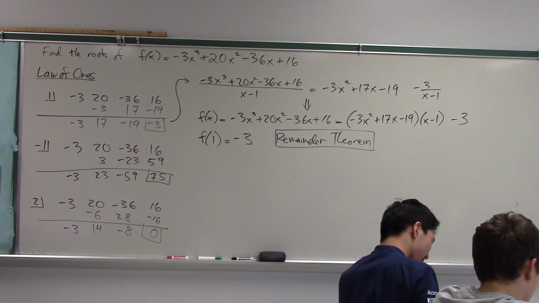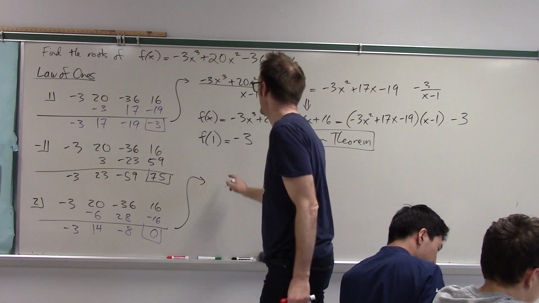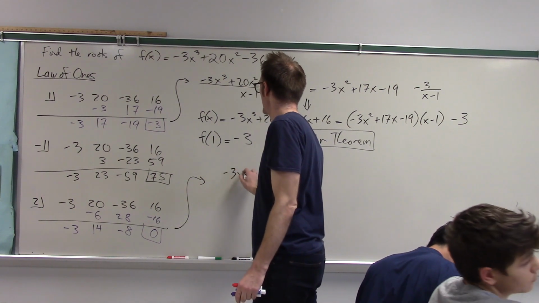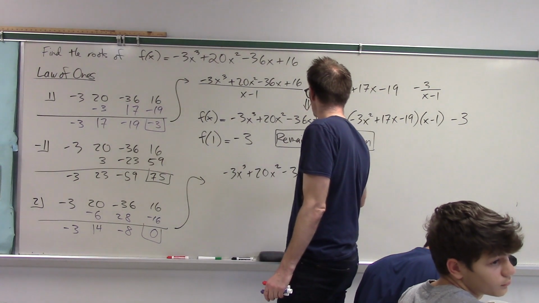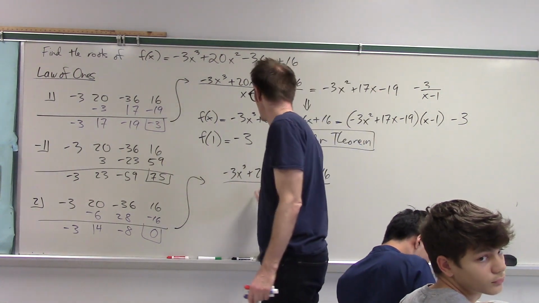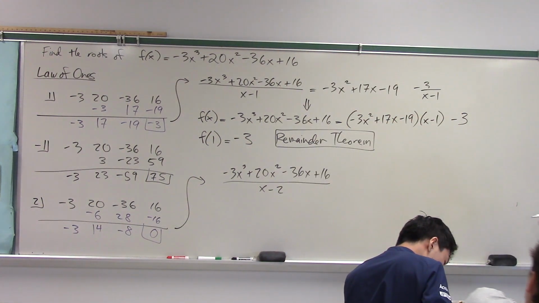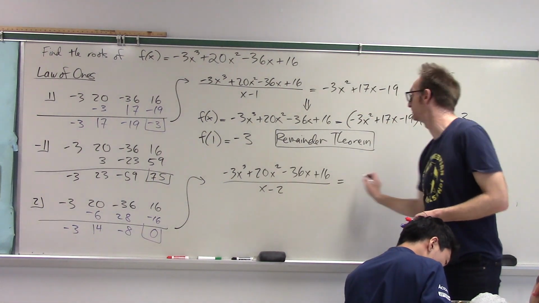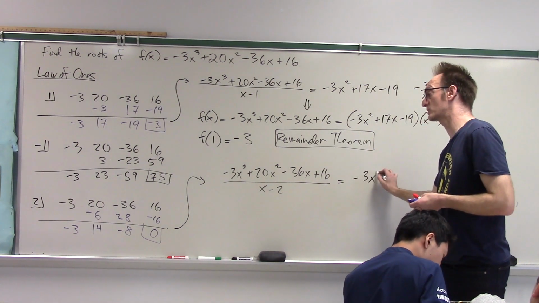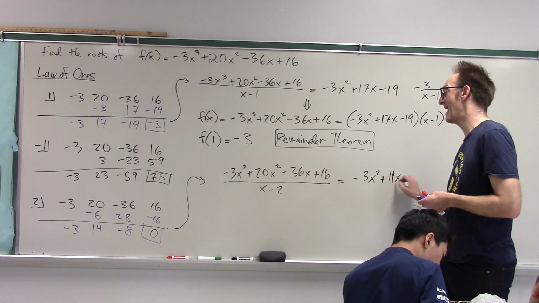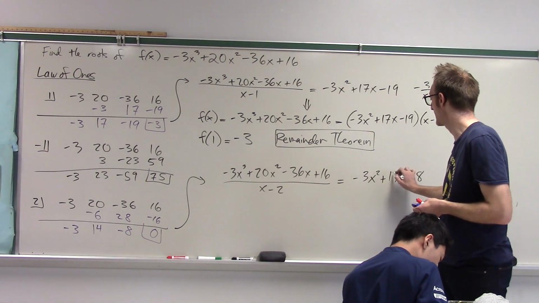Ding, ding, ding. Okay, what just happened? I'll tell you what just happened. We, once again, took negative 3x cubed plus 20x squared minus 36x plus 16, and we divided it. This time we divided it by x minus 2. But this time, when we divided it by x minus 2, what came out? Negative 3x squared plus 14x minus 8. Like evenly, yeah? Say yeah.